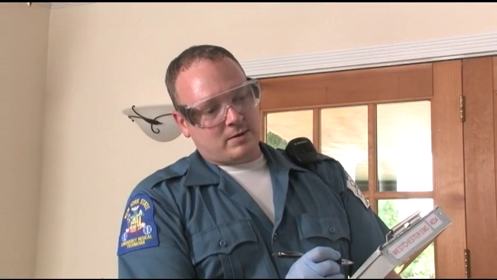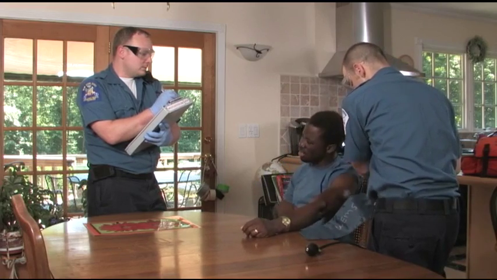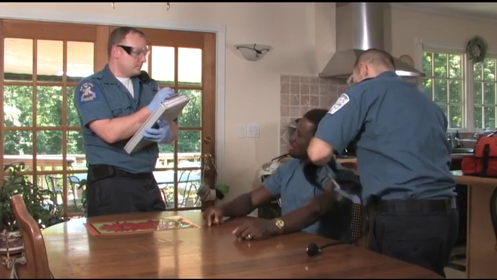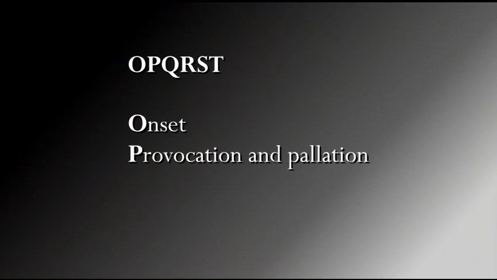These questions help you determine associated signs and symptoms and pertinent negatives. The mnemonic OPQRST can help explore a complaint of pain. O stands for onset. You would ask what the patient was doing when the pain started or what caused it. P stands for provocation and palliation, meaning what makes it feel better or worse. Q stands for the quality of pain.